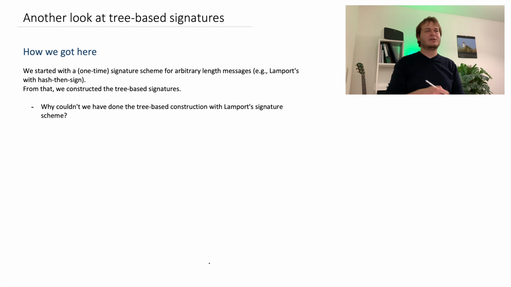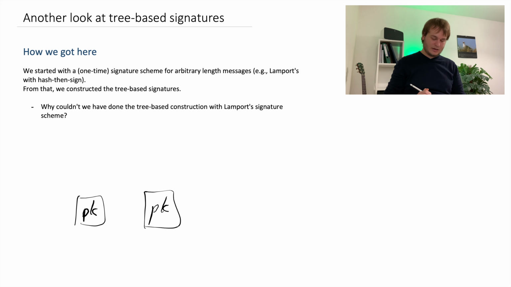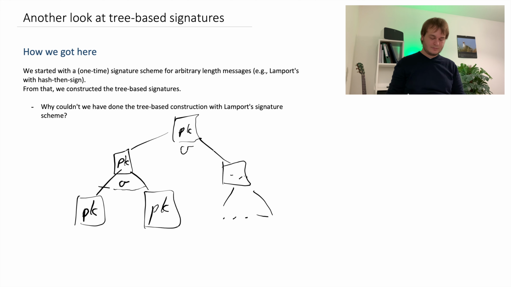So why is that? Well, if you think about this tree-based construction, remember that we had public keys down here. So let's start with 2. And then in order to authenticate these public keys, we had another public key. And under this public key, we signed these 2 public keys. And then this one was again authenticated by another public key. Etc. So this is this tree-based construction.